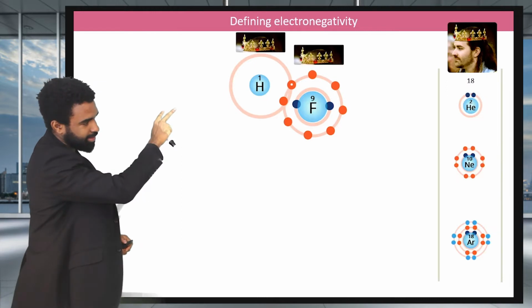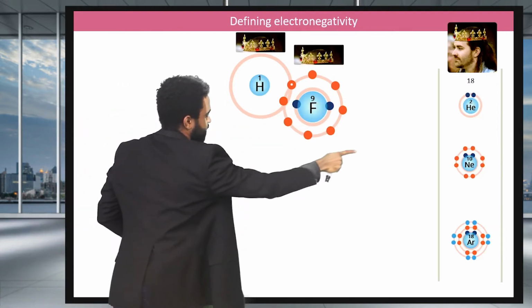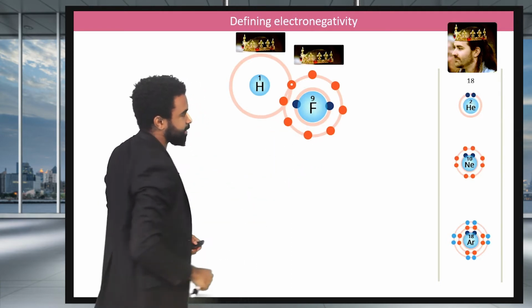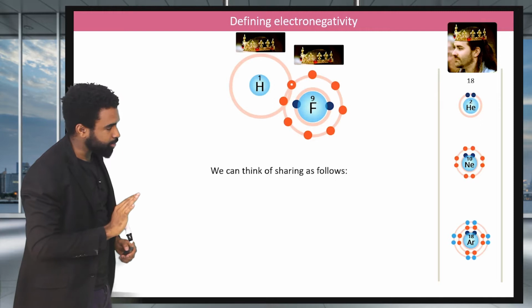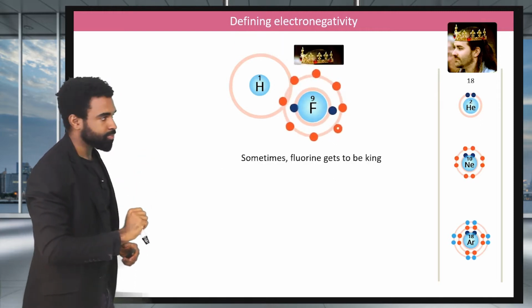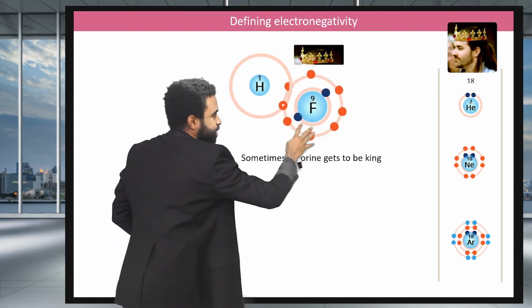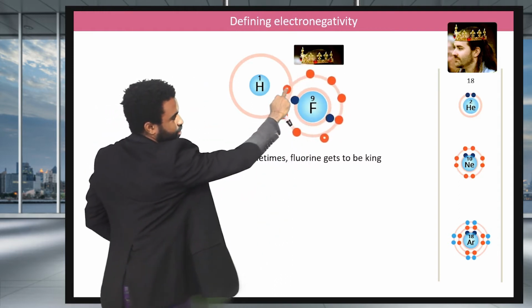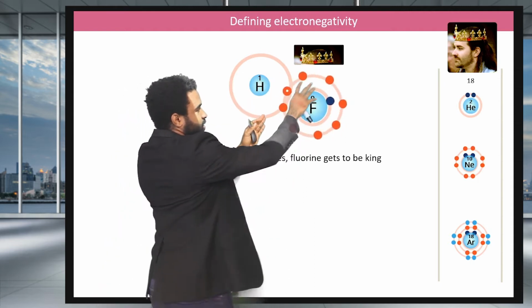So they're both kings now. They both look like a respective noble gas. So fluorine looks like neon, hydrogen looks in some sense like helium. But we can think of the sharing as follows. Some of the time, the electron density is sort of hanging mostly around fluorine. So it's as though those two electrons are not really being shared. They basically belong entirely to fluorine.